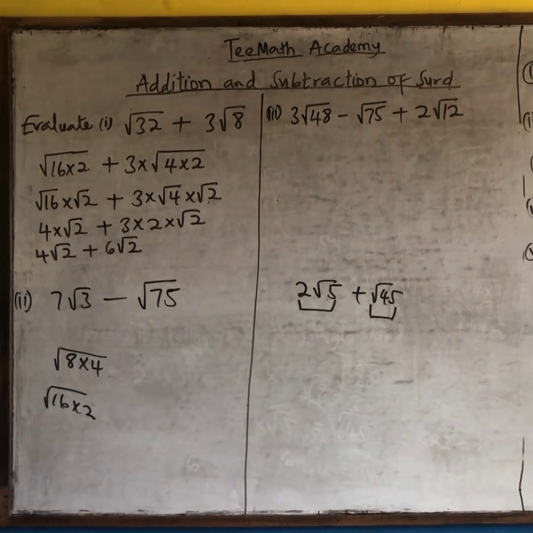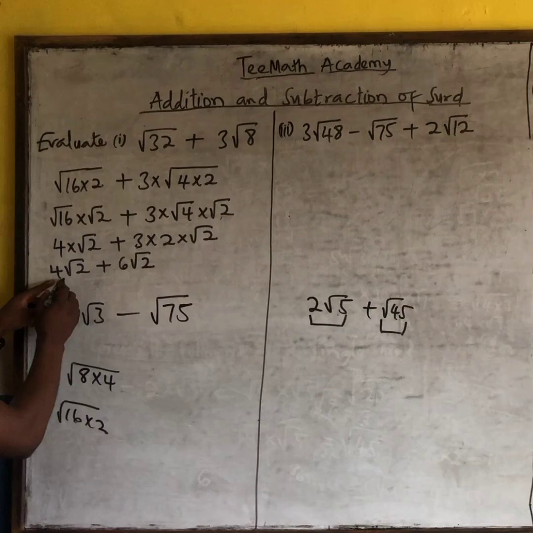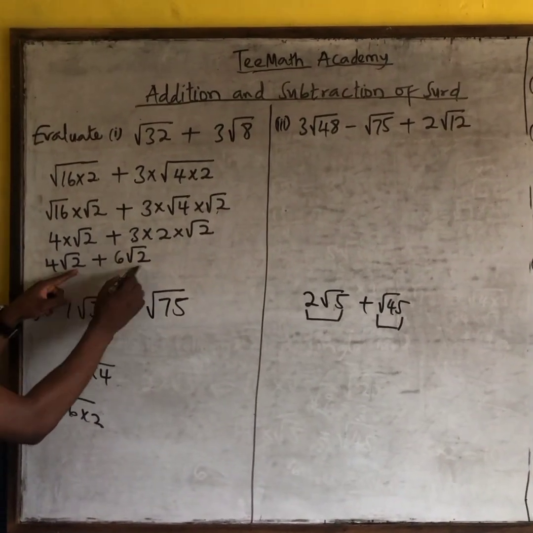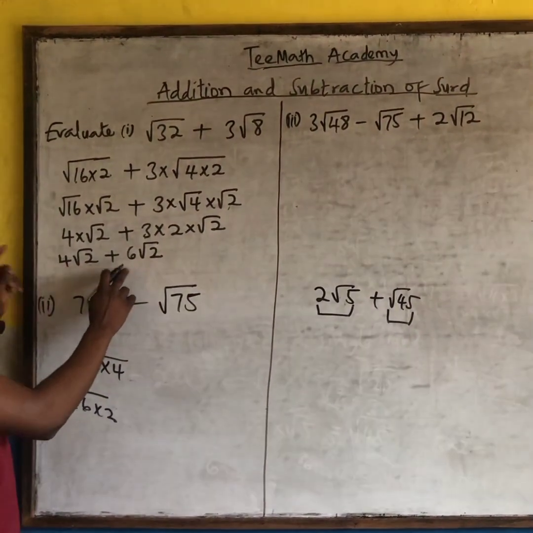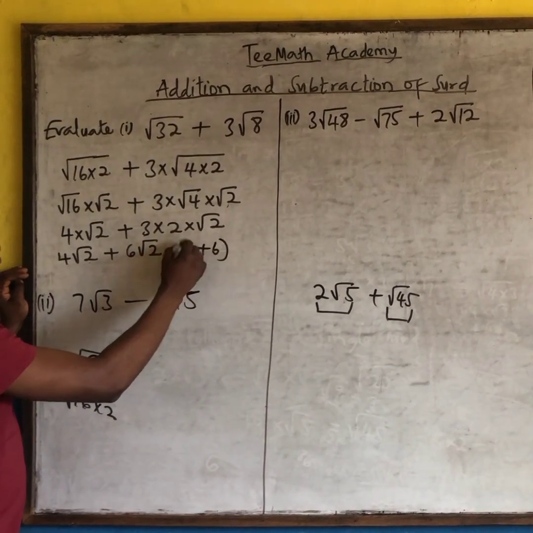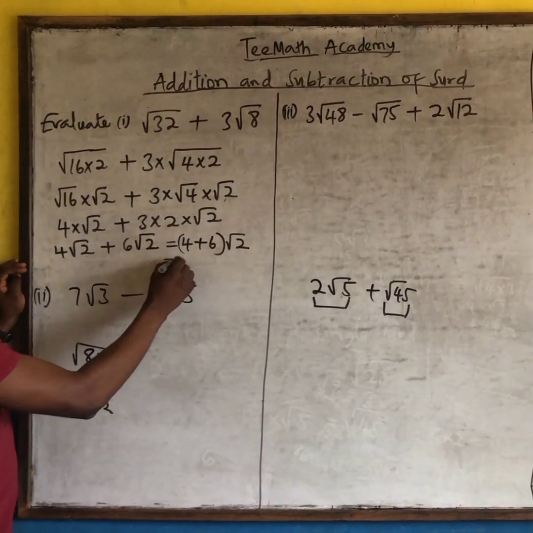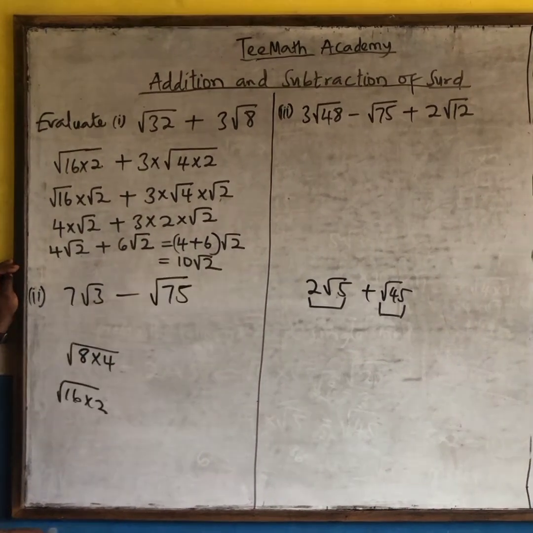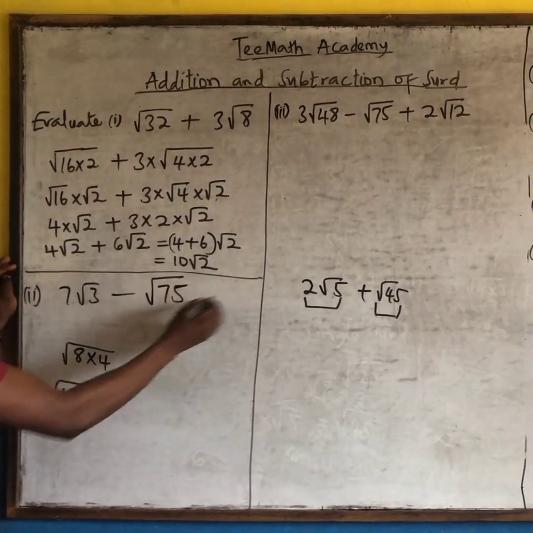Now, we have agreed here that because they have the same roots, we can actually add them together and pick one of the roots. So that gives me 4 plus 6, then pick one of the roots, and that gives me 10 root 2. So that is the answer, 10 root 2.